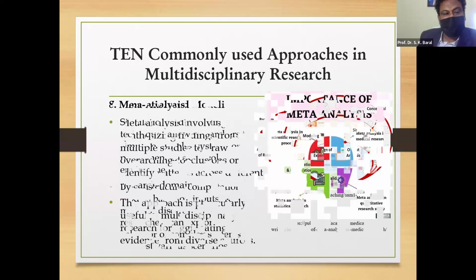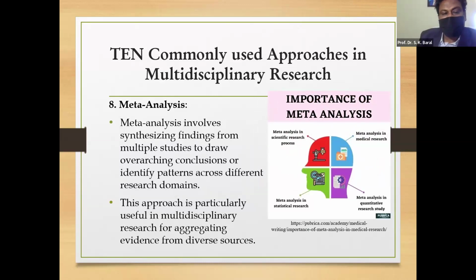And the next one is very new, meta-analysis. Meta-analysis is an emerging approach in multidisciplinary research nowadays. So why is it being used by researchers? Meta-analysis involves synthesizing findings from multiple studies to draw conclusions and identify different regions, research domains, problems. So this approach is particularly useful in multidisciplinary research for aggregating the evidence from diverse sources.